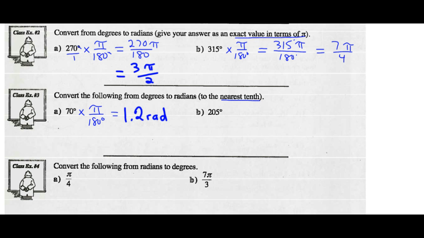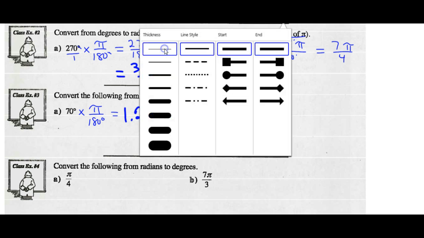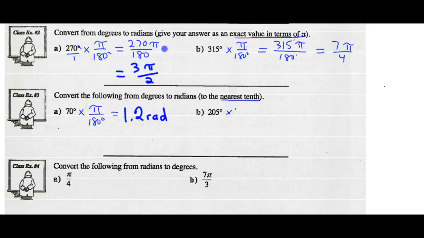(205 degrees), do the same thing. We're going to multiply by pi over 180. Use your calculators, and we get 3.6 radians.